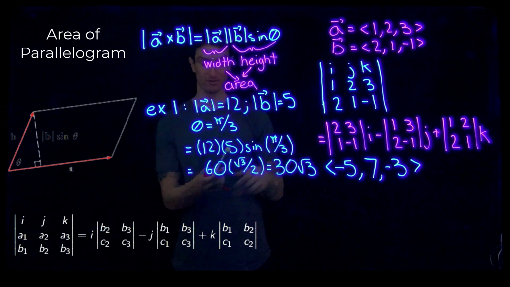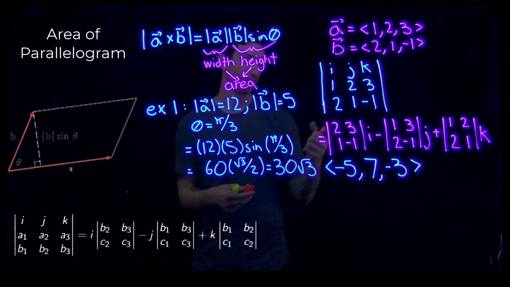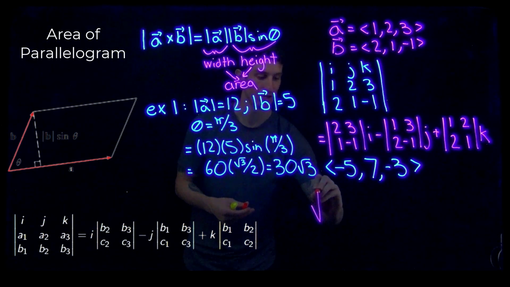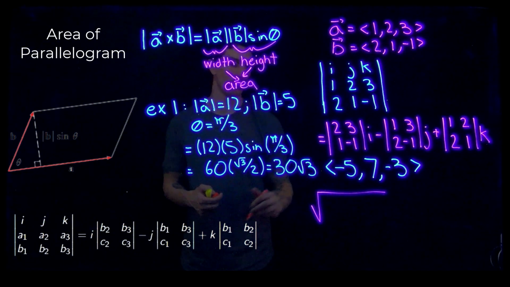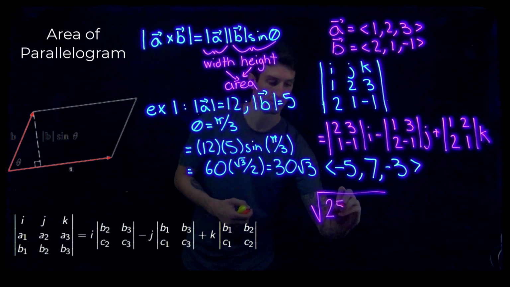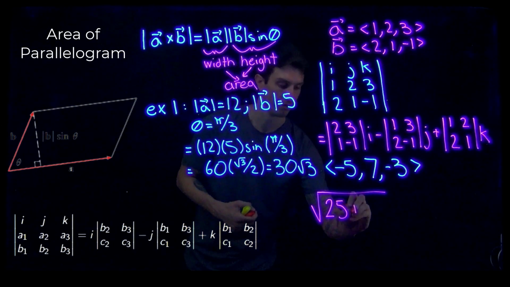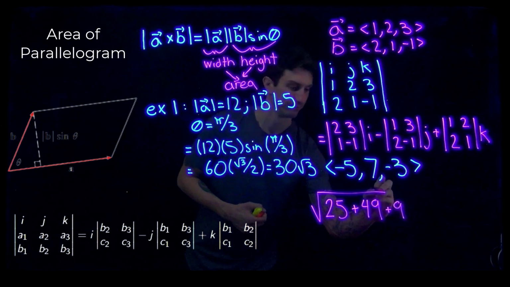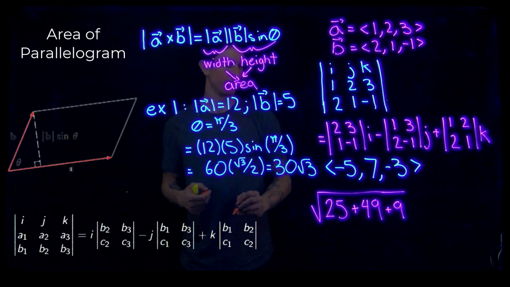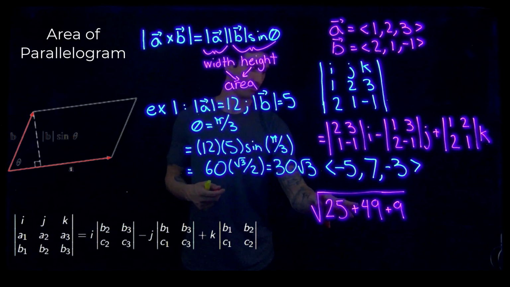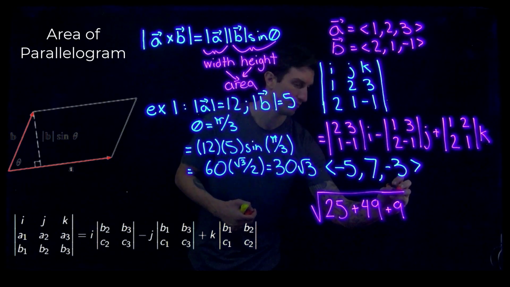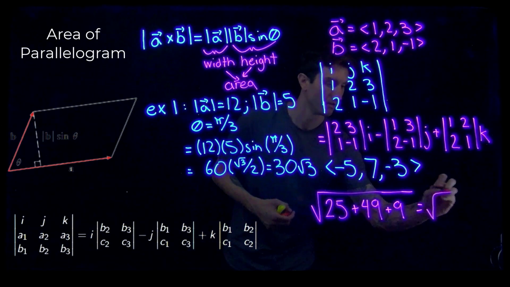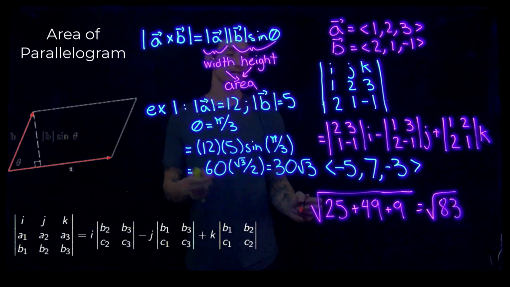Now, once we have that, we need to go back and remember how we solve for a magnitude. So in this case, if I want the magnitude of this vector, all I'm going to do is the square root of -5 squared, 25, plus 7 squared, 49, plus 3 squared, 9. And let's see, what do I end up with? 34 plus 50, 84, 83. This is the square root of 83, would be our area of our parallelogram.